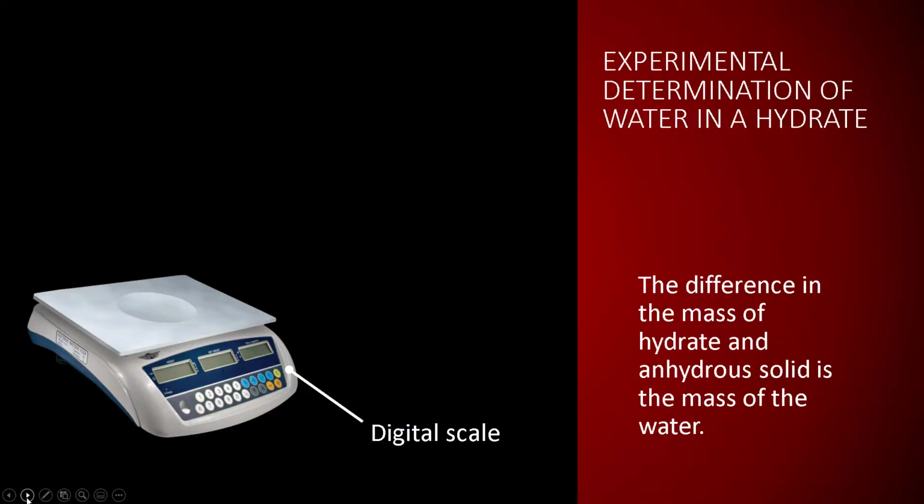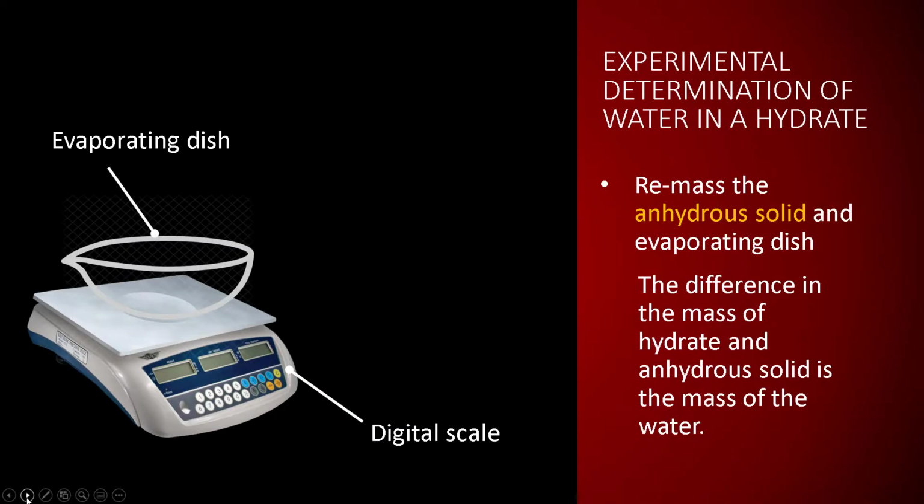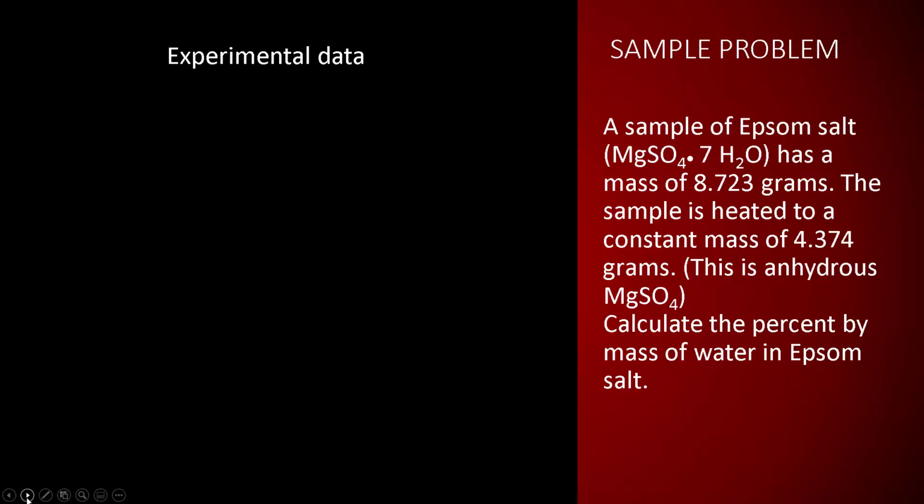We can determine the mass of the anhydrous solid by massing it, of course, and determining the mass of the water liberated simply involves taking the difference between the hydrated solid and the anhydrous solid. So shown on the screen is an example of some of the data that we may collect from an experiment.